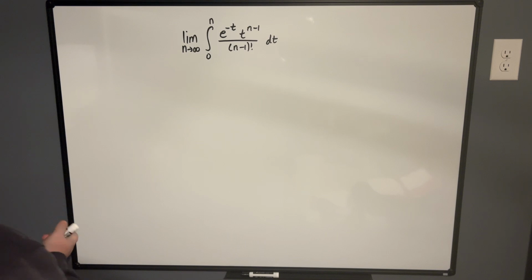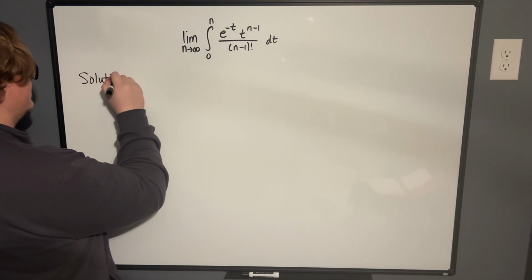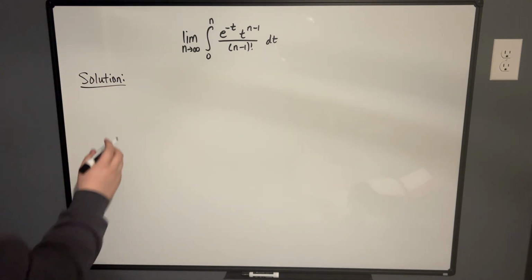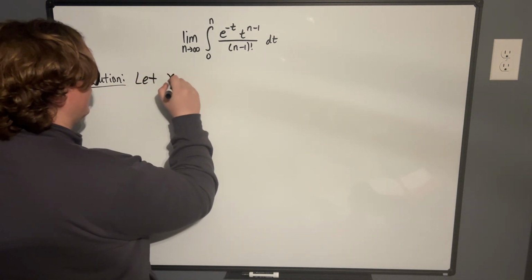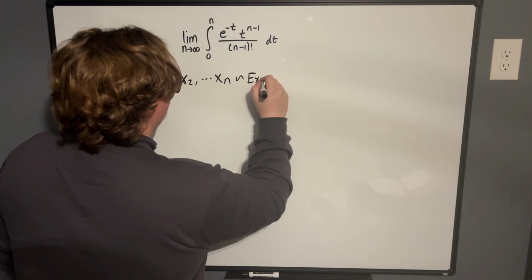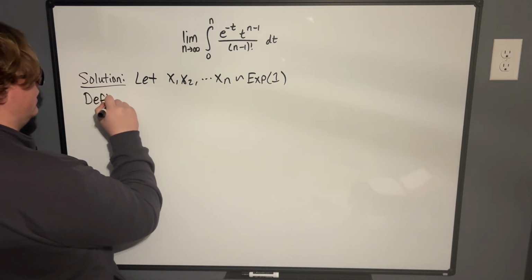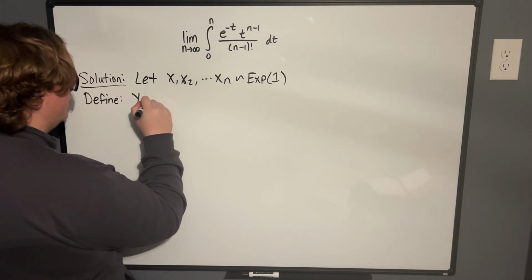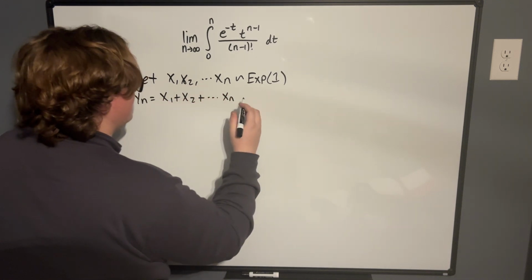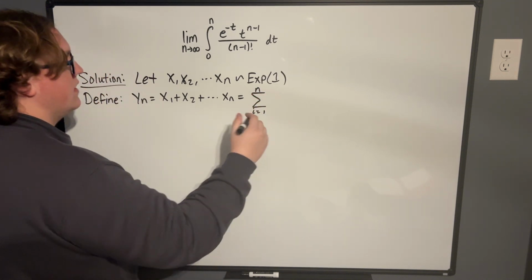So we need to delve into the world of statistics and probability. When we write the solution down, this is something that you may not immediately think of, but we're going to define a bunch of statistics. Let x1, x2, up to xn be exponential random variables with parameter 1. Then we define y sub n equal to x1 plus x2 plus all the way to xn, which is the same thing as the sum from i equals 1 to n of xi.